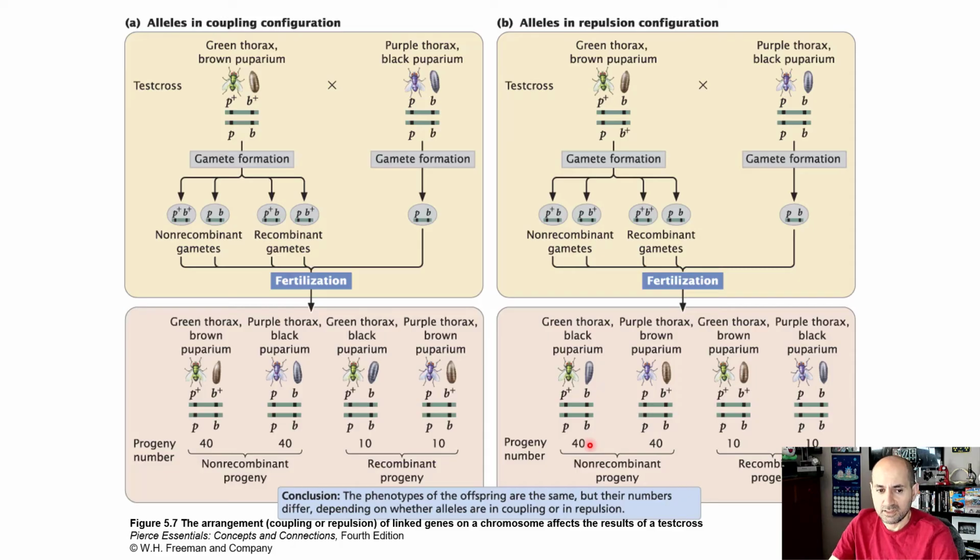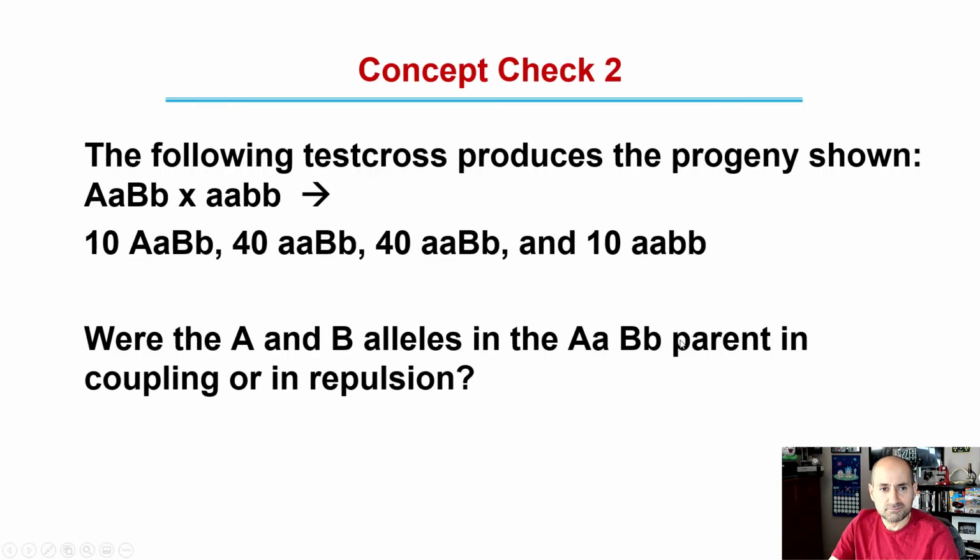progeny number here. So the conclusion you would draw is that the phenotypes of the offspring are the same, but their numbers differ depending on whether alleles are in coupling or in repulsion. Just keep that in mind, because you could do what appears to be the same cross, but because of cis, the non-recombinant progeny look one way, and because of trans, the non-recombinant progeny could look a completely different way, almost as though there was recombination.